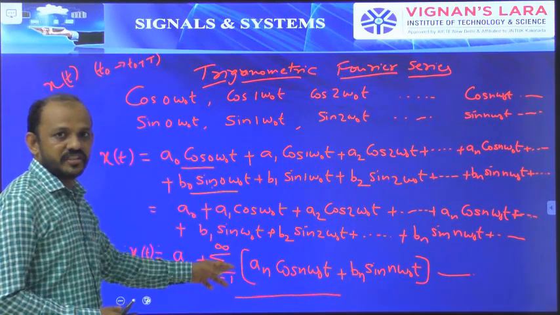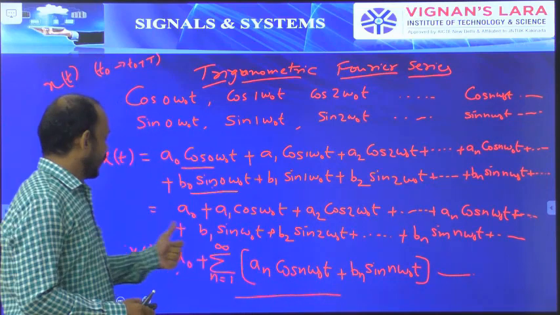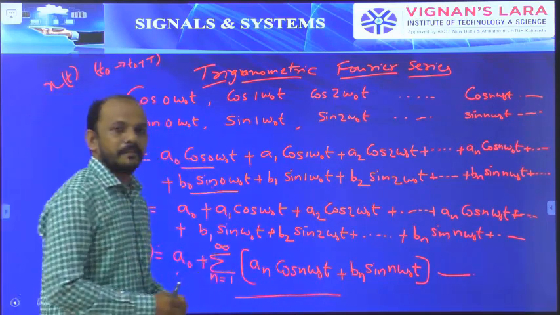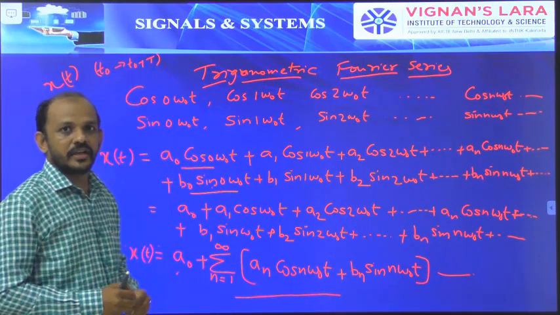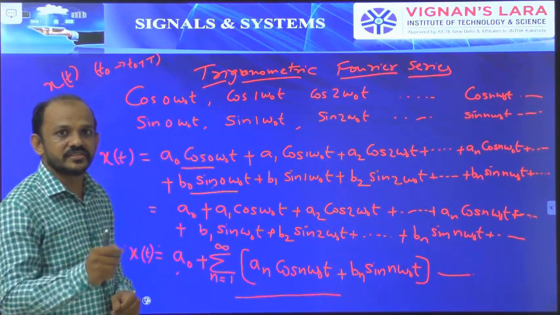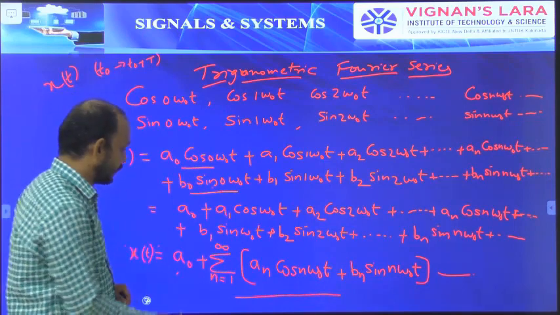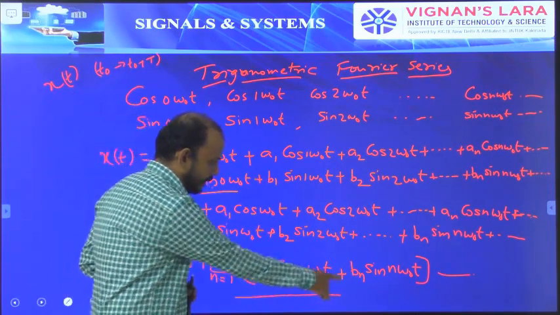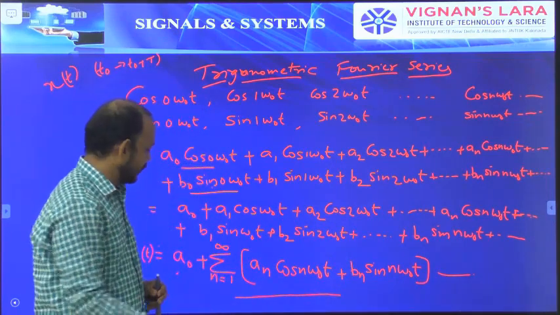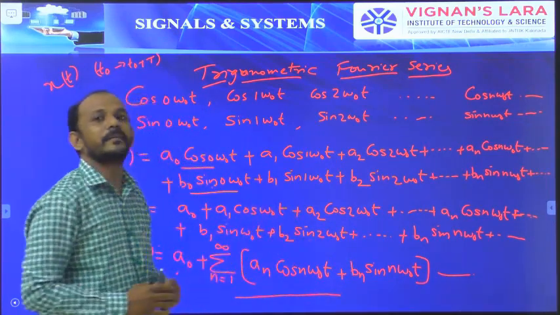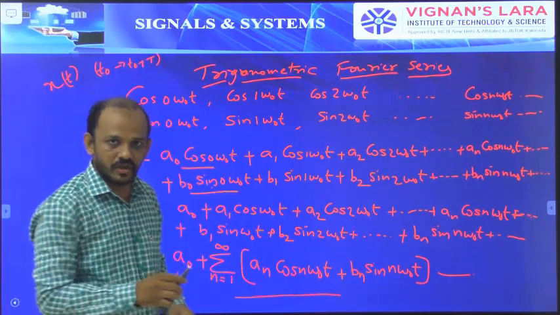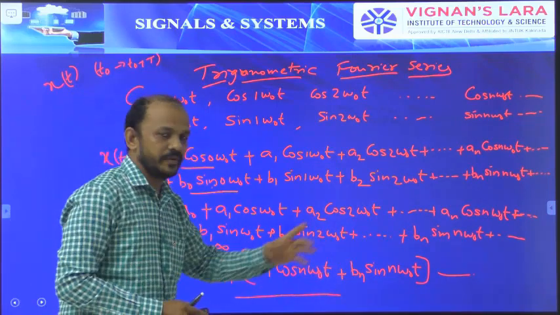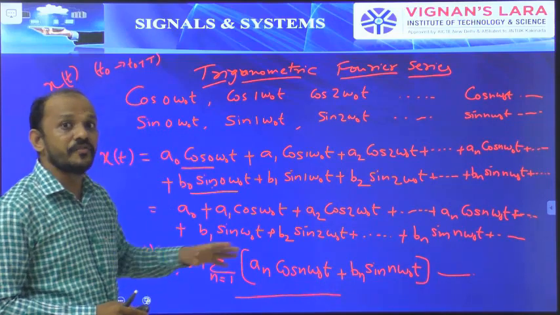Now we all know that this is the trigonometric Fourier series representation of a continuous time periodic signal. In this, we have to find out the trigonometric Fourier series coefficients. Here the coefficients are a naught, an, bn. So we have to find the values of a naught, an and bn. Those are nothing but the trigonometric Fourier series coefficients.